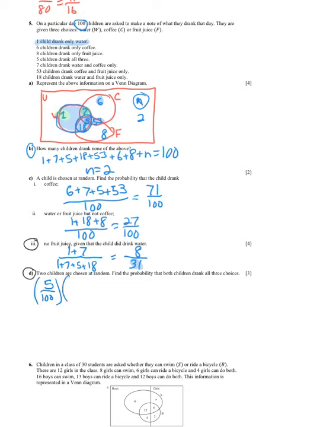The only other option now, you have 99 children left, and there are only 4 that drink all 3. So you just do 5 over 100 times 4 over 99. So 20 over 9900, and then you can put that in your calculator and you'll get some really small decimal. I mean, it should simplify it to 2/99ths, right? But yeah, I would say just throw it in your calculator and you'll see what you get.